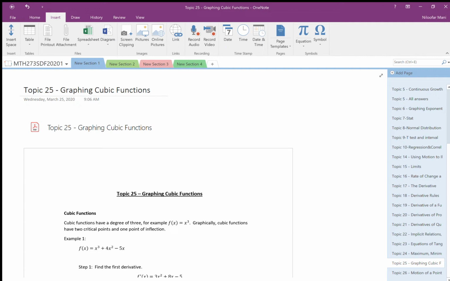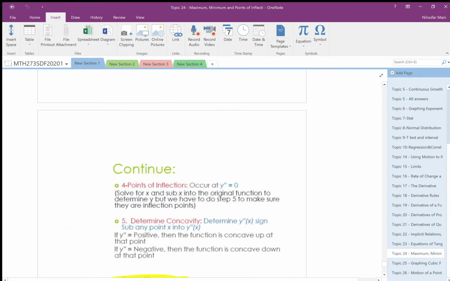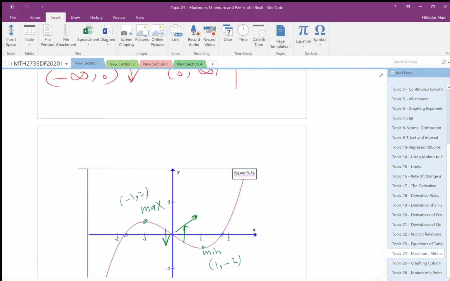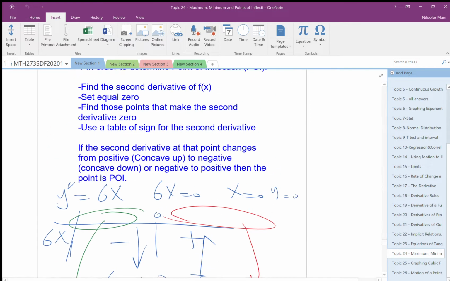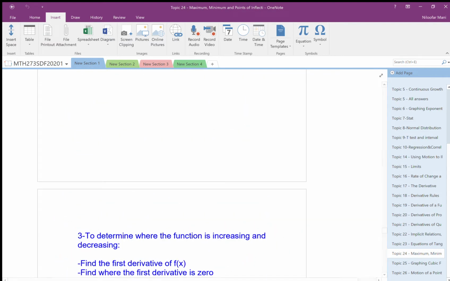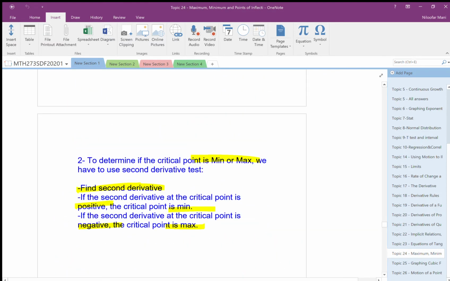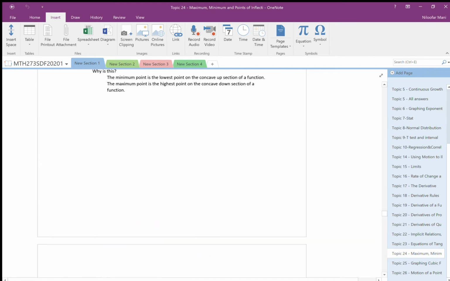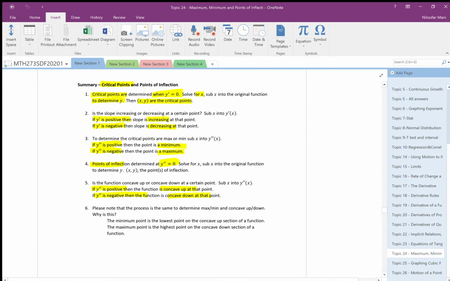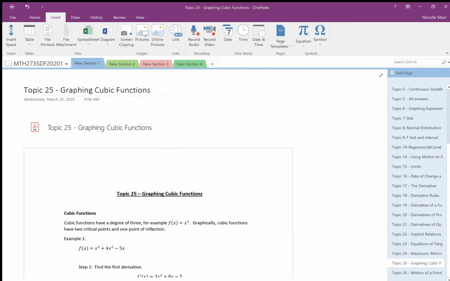So, as I said there in topic 24, when you have all this information about the function, all the critical points, and you know where it is increasing, where it is decreasing, where you have maximum, where you have minimum, concave up, concave down, and all of those things, you can graph the function.